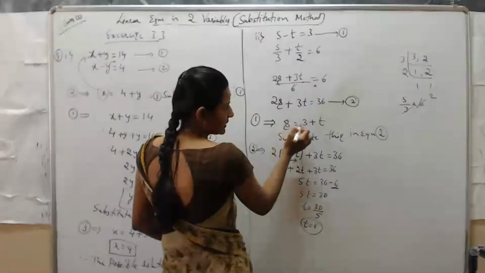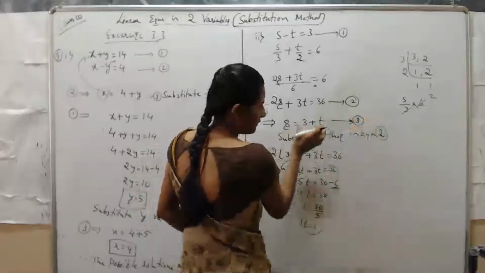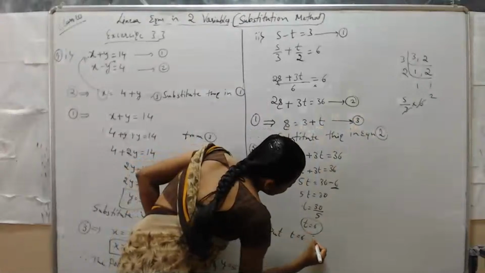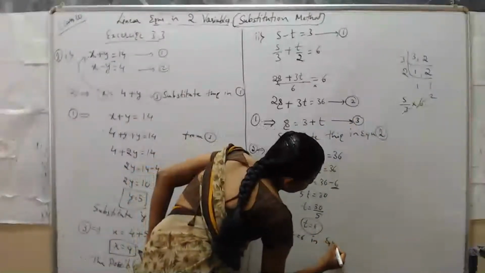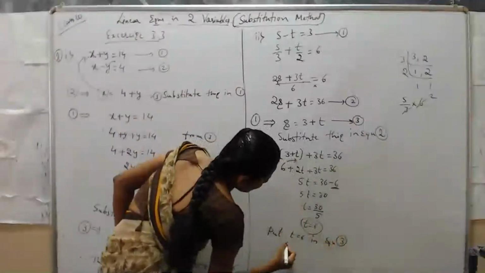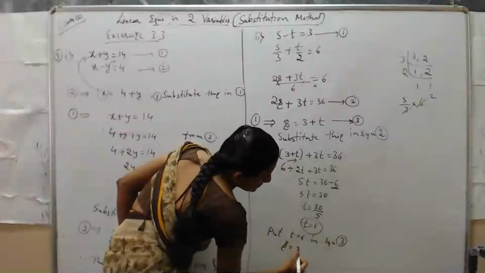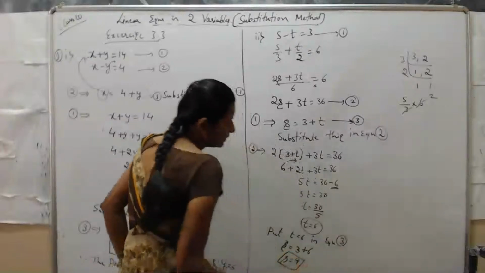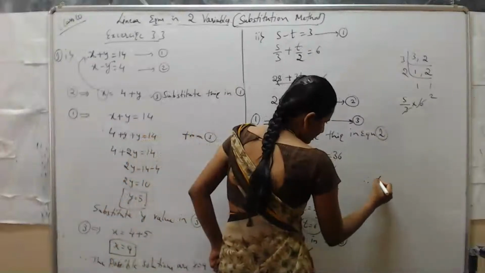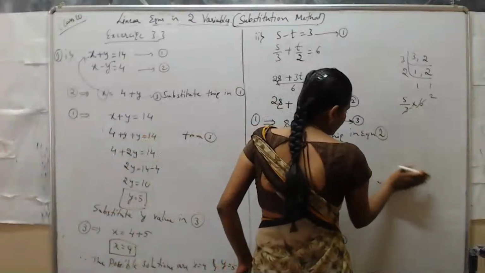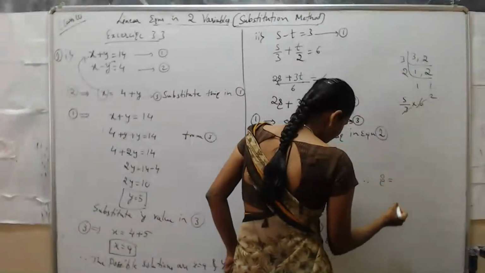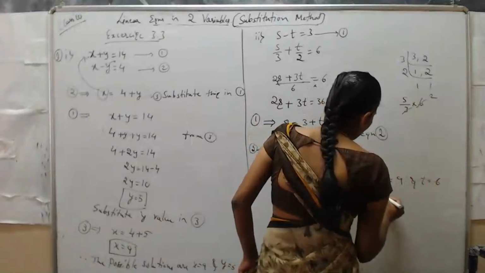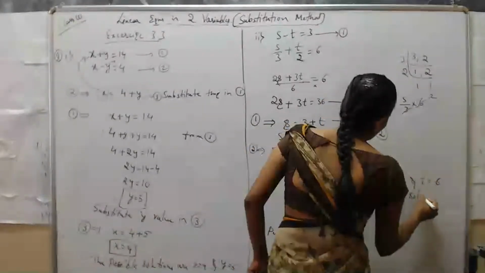Take this equation as 3. In equation 3, put t is equal to 6. In equation 3, so S is equal to, we get the S value. So S is equal to 9. S is equal to 9. Therefore, S comma t. Therefore, S is equal to 9 and t is equal to 6 are the solutions.